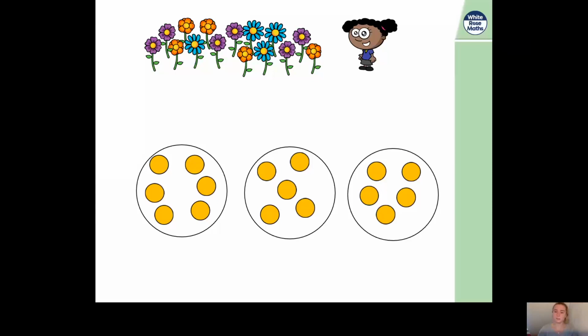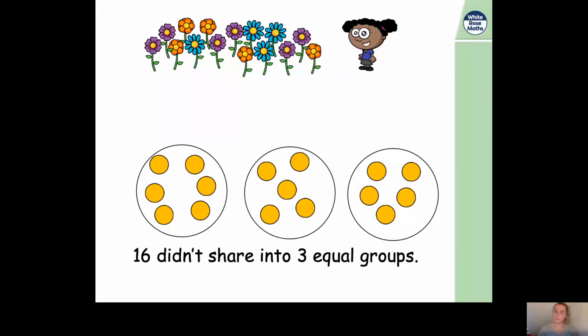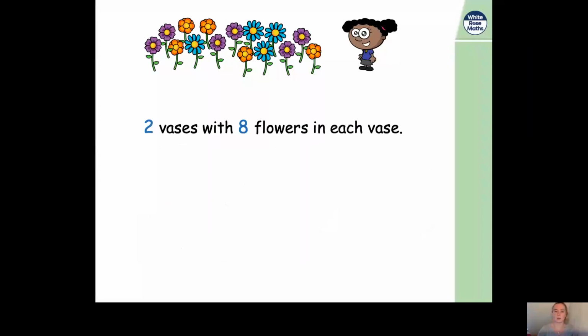So therefore, 16 didn't share. The 16 flowers didn't share equally into the 3 vases because there's 6 in one and 5 in the other 2. Now, we said that 2 vases had 8 flowers in each, okay? Now, I want you to have a go at trying different amounts of vases with the 16 flowers. How many different ways can you think of where the flowers will be shared equally amongst the vases? Pause the video now and have a go.